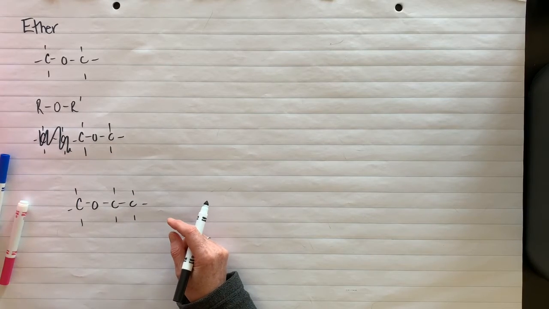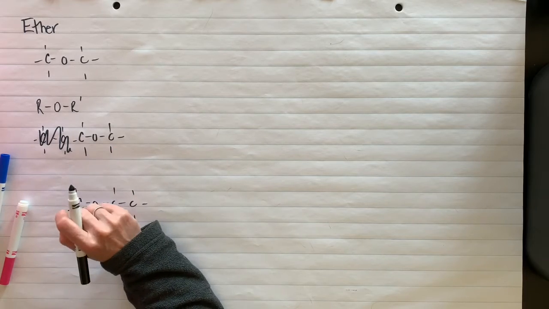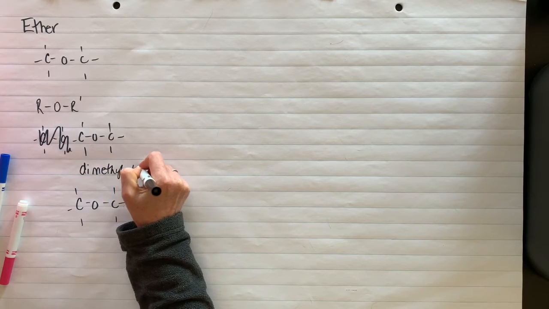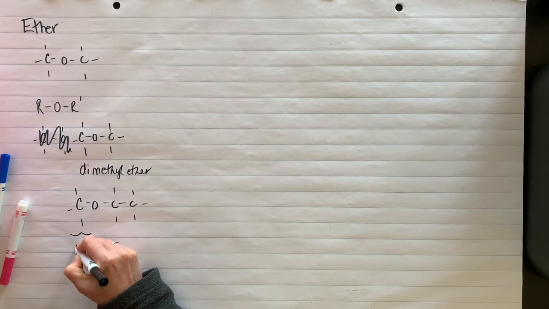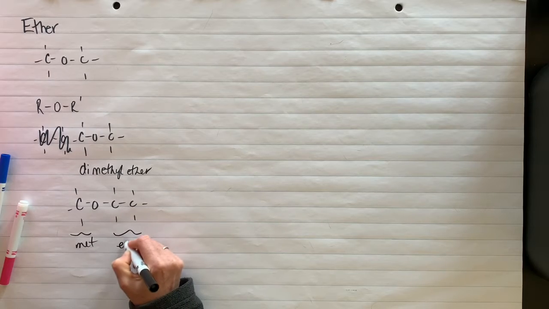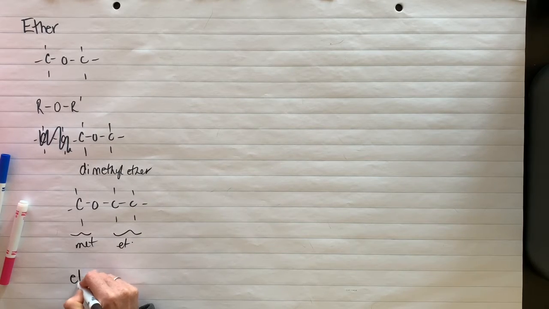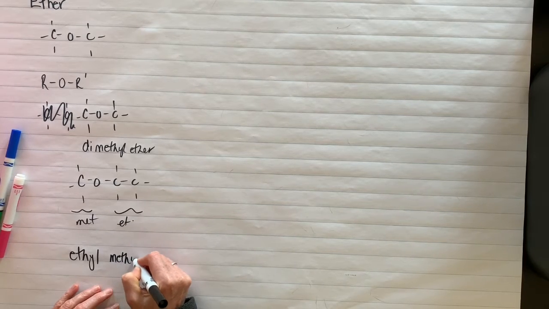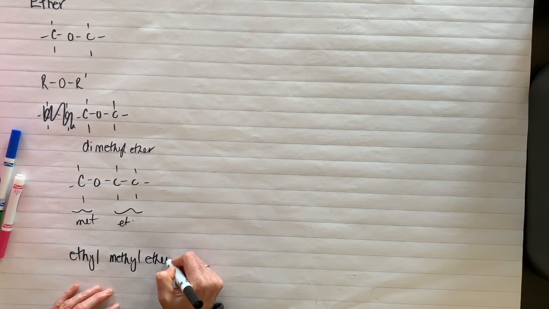When you name it, you just list the names of the groups coming off the oxygen alphabetically. This would be dimethyl ether. This is a meth. This is an eth. This would be ethyl methyl ether. That's almost all there is to naming ethers. We don't do a whole lot with ethers.